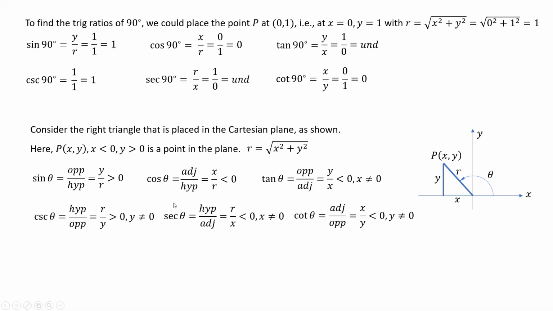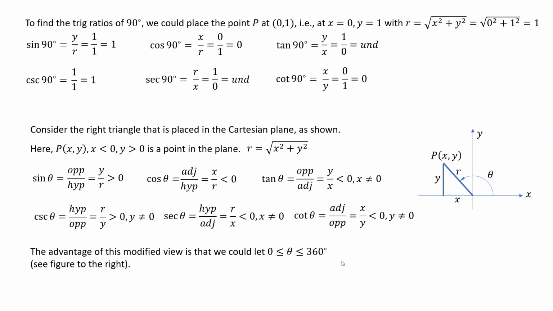We retain the same concept as we did when we place the point P of xy over here with a positive x and positive y. Cool? All right. So that's the idea. The advantage of modified view is that we could let theta be anywhere between 0 and 360 degrees.